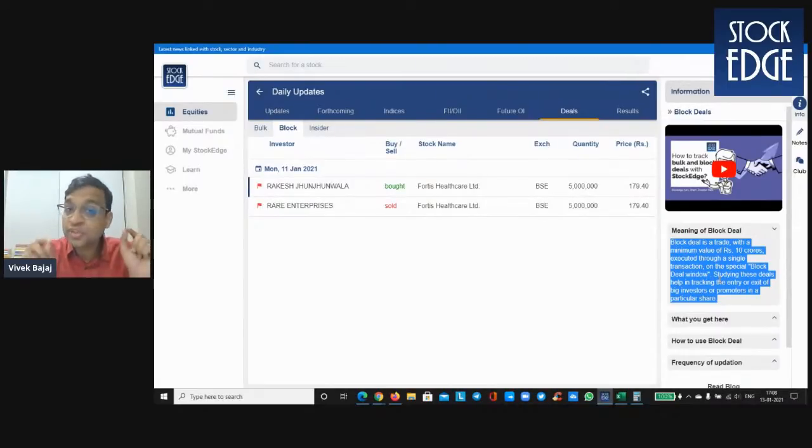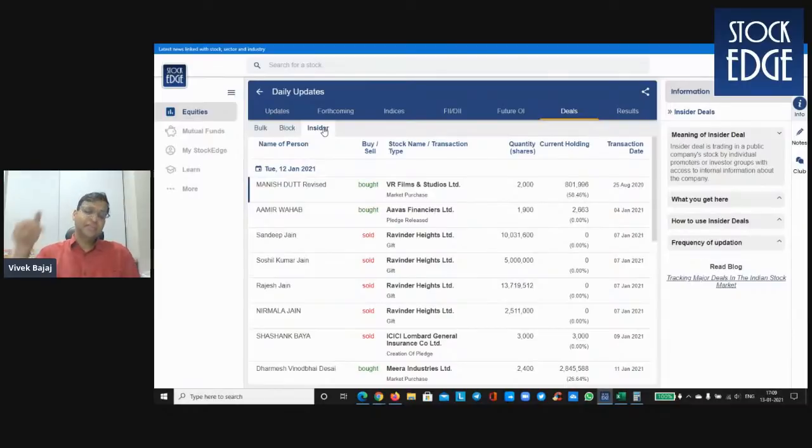Although the volume which you see in your trading terminal will include the block deal volume. Okay. So you see, the Fortis deal which happened on 11th of January was actually a block deal because it was worth more than 10 crores in the market. All right. So bulk deal is clear, block deal is clear. Third is the insider trade. This is the most important section you all have to visit on a daily basis. Extremely important because insider activity actually gives you an understanding of what is happening with any stock in the market.